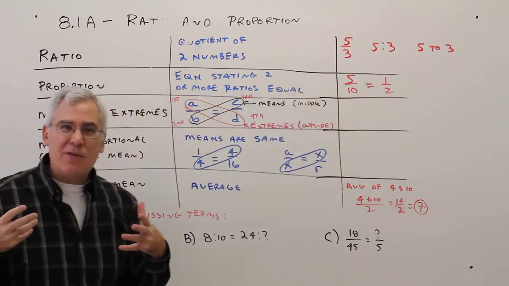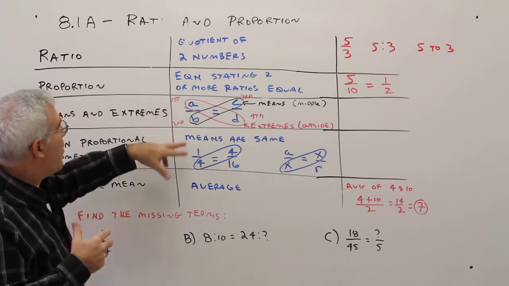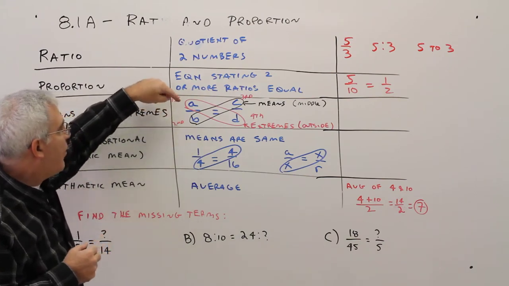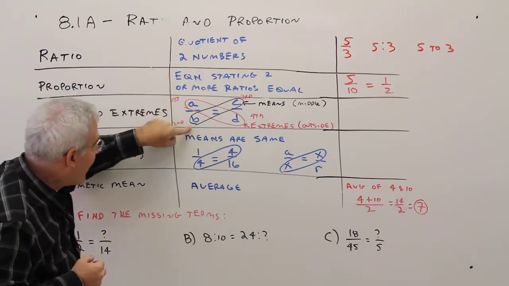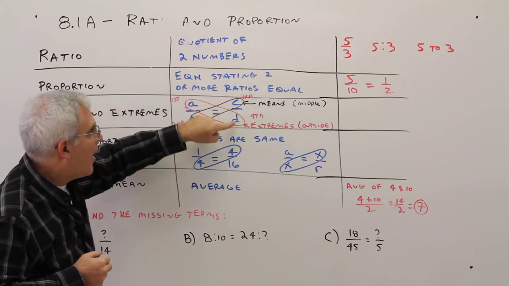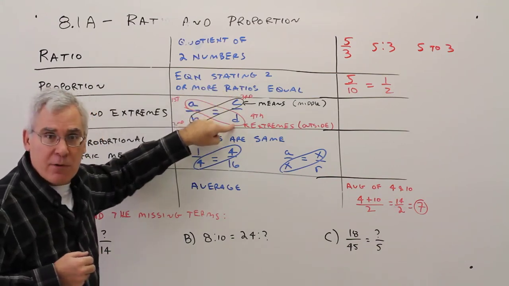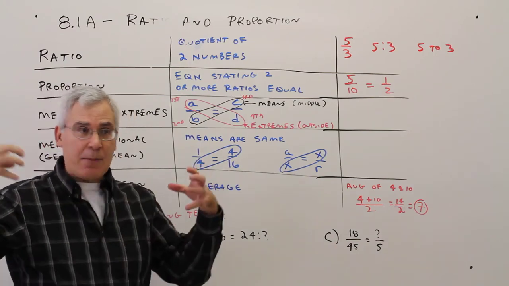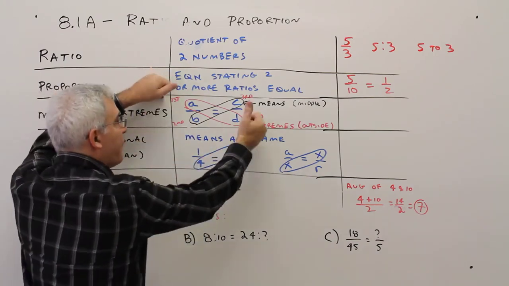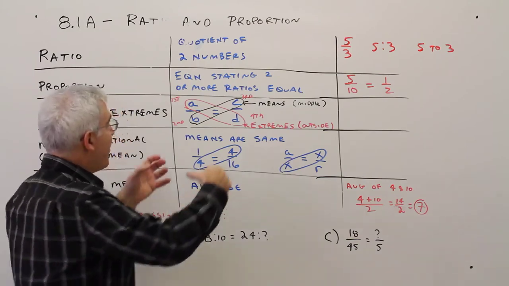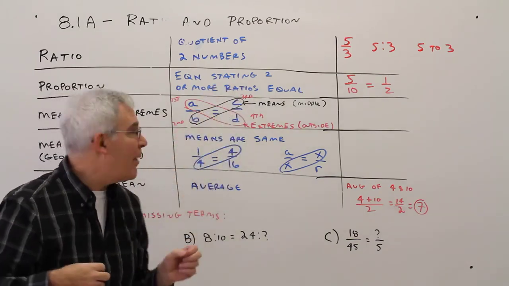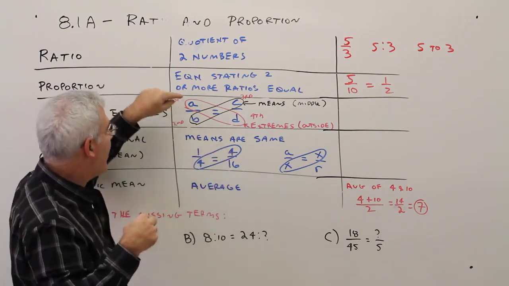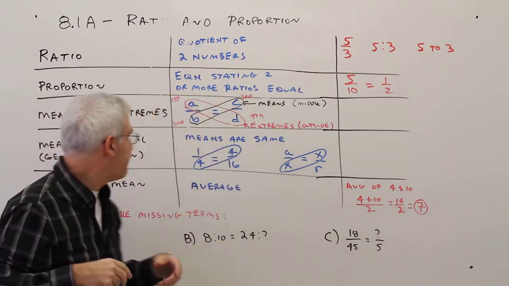Means and extremes, this one's a little bit new. When we have a proportion with two ratios, we label the terms first, second, third, and fourth. Then we circle the diagonals. We call the extremes the ones on the outside, the first and fourth, the last. And the means, I think of as the ones in the middle, second and third. So means middle, extremes outside, going 1, 2, 3, 4.